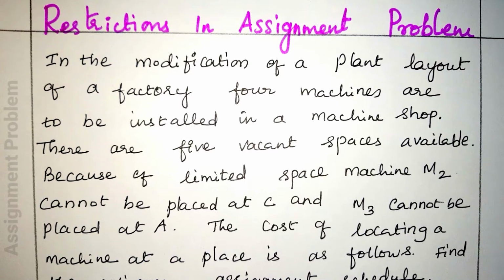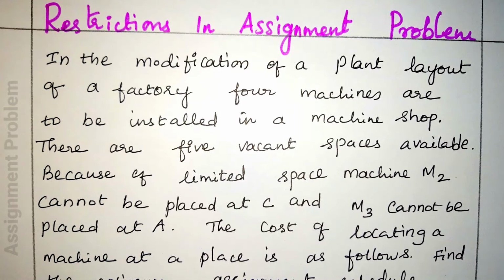In this video, I am going to explain restrictions in assignment problem. In some problems, it is not possible to assign a particular task to any facility. The difficulty may arise due to some conditions such as limited resources, size of the task, capacity of the facility, technical difficulty, etc. The cell that contains restrictions shall be assigned a high cost, infinity.